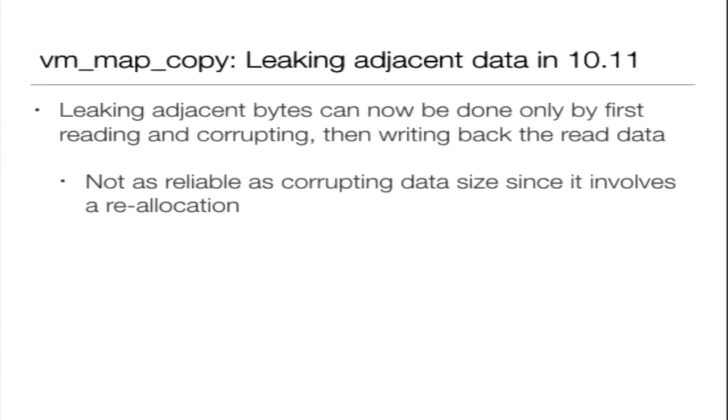But for adjacent data, we can just corrupt and then rewrite the leaked data so it doesn't actually look corrupted. But the internal heap state is corrupted, so you have to clean up later. And it's also not very reliable because it involves a reallocation. And if you get scheduled out, another task might create another allocation which falls into the place where you freed the wrong zone. And that will very likely crash the kernel. But we can do this.